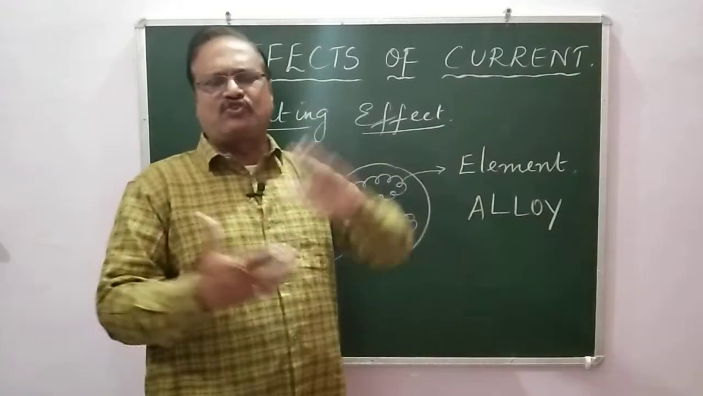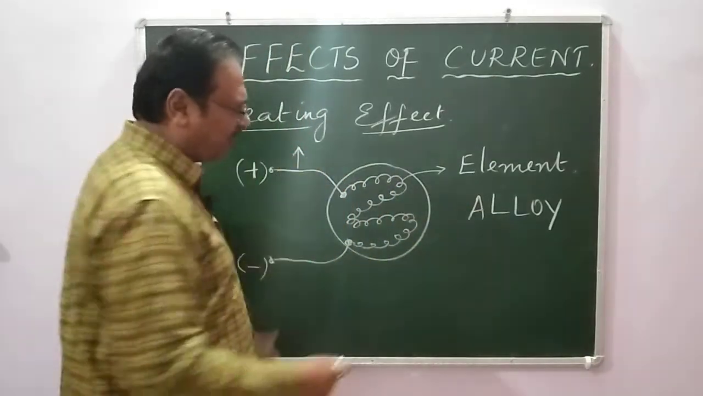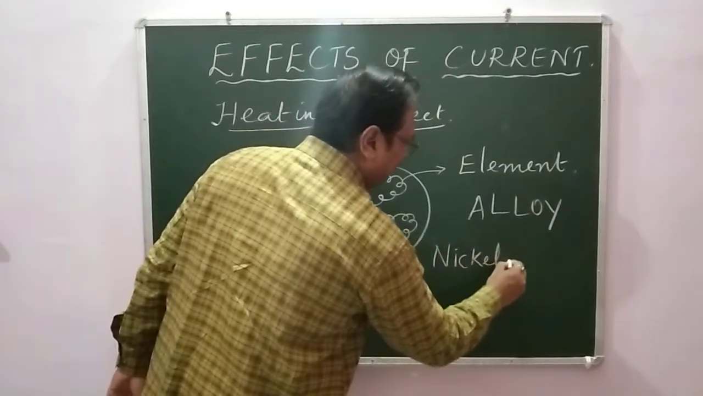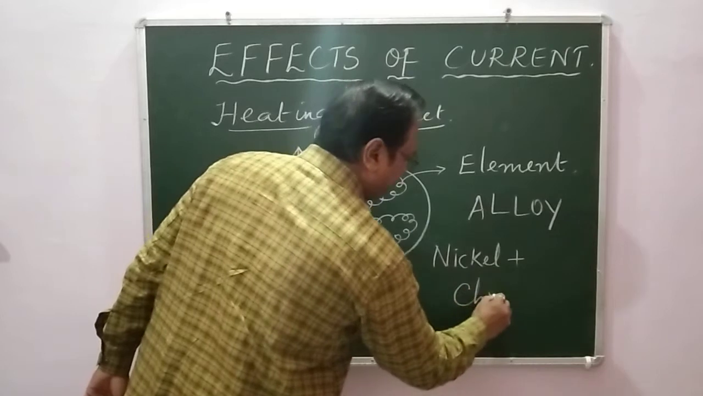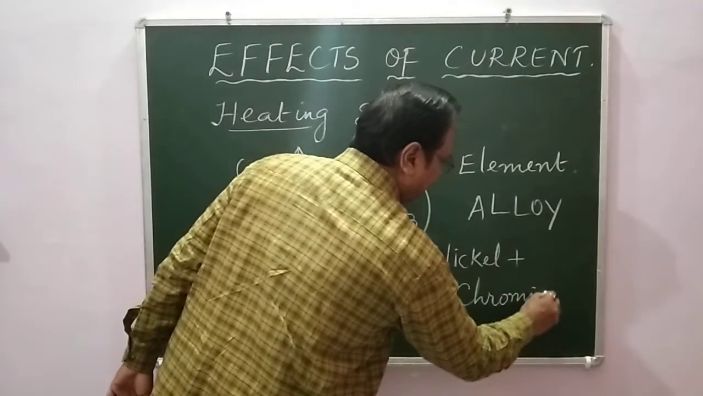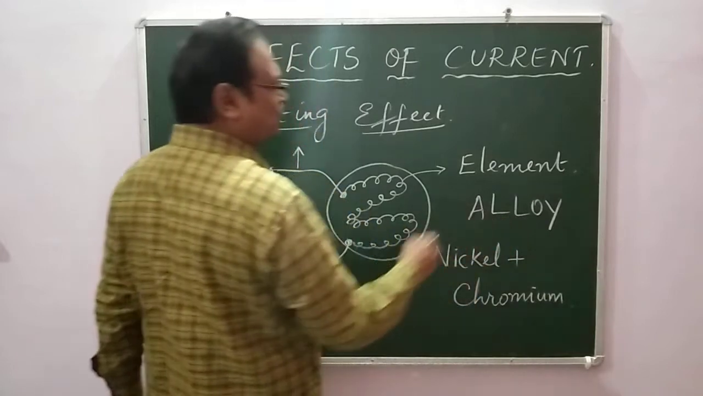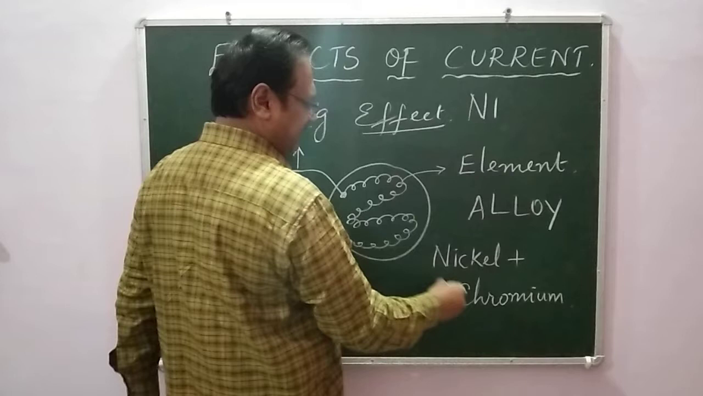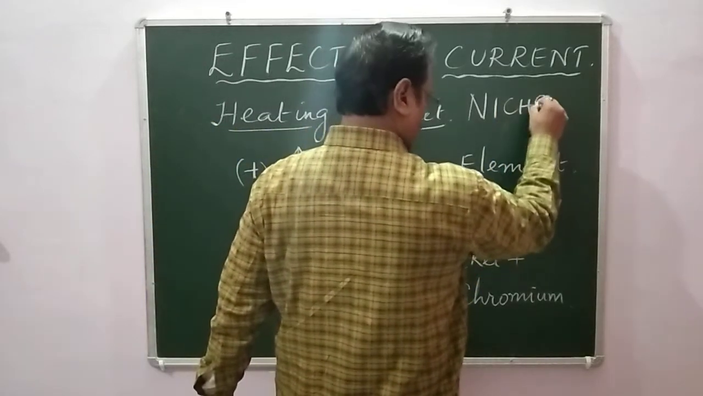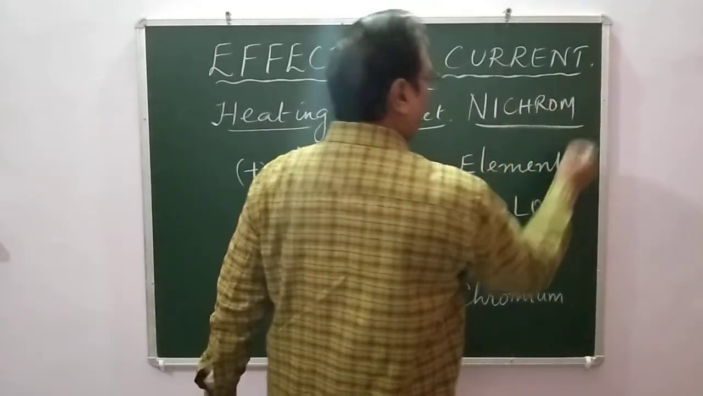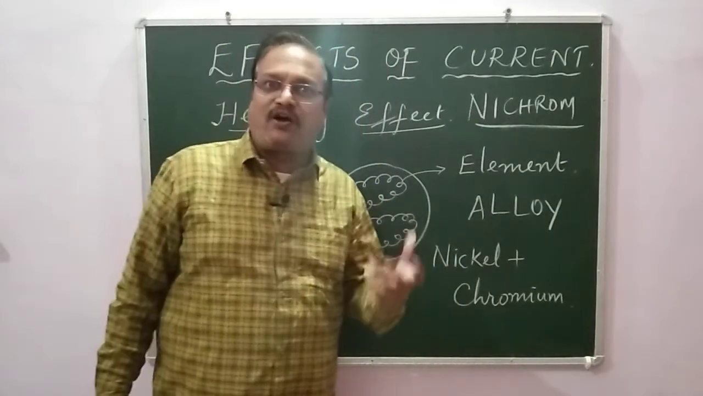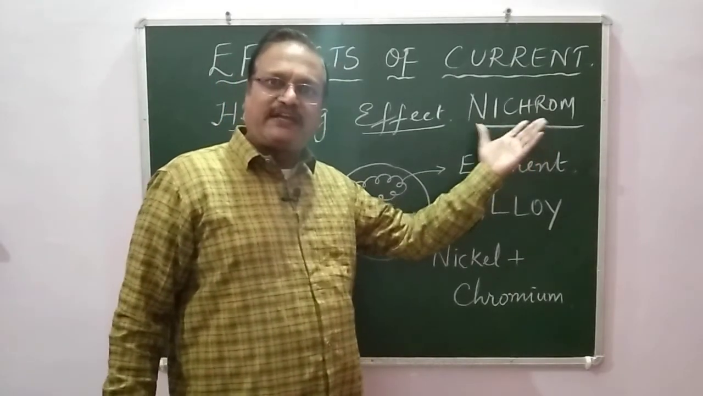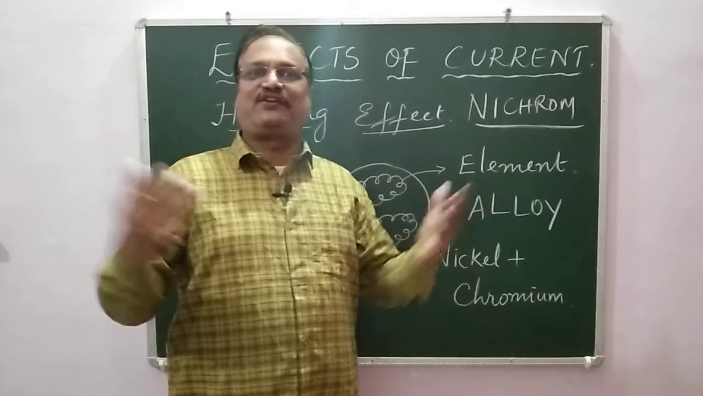Now what is this alloy made up of? This particular alloy is made up of two elements, nickel plus chromium. Nickel, Ni. Chrome, C-H-R-O-M. This is called nichrome. It is an alloy, and the alloy's name is nichrome.